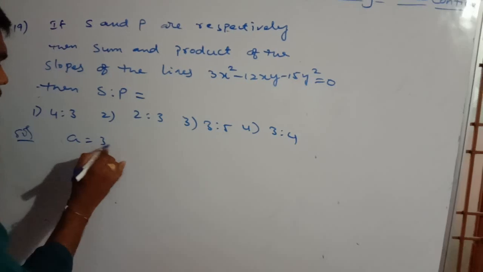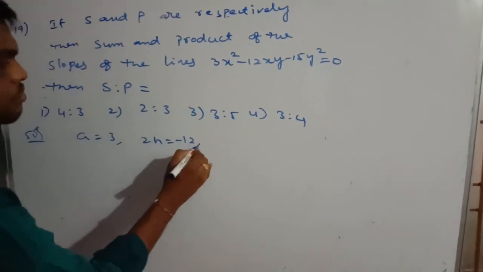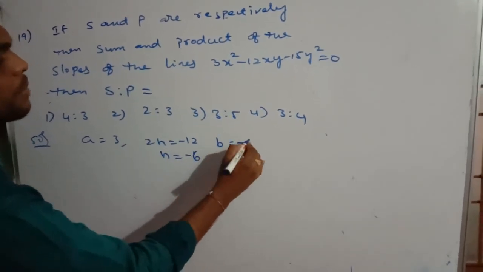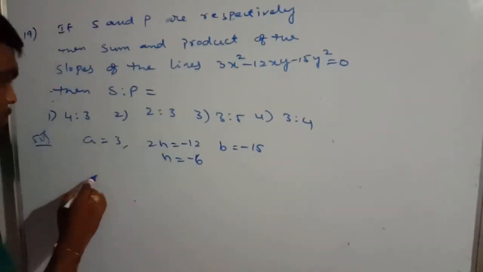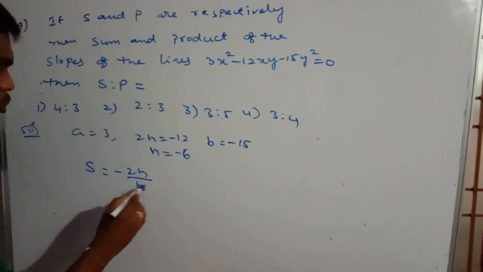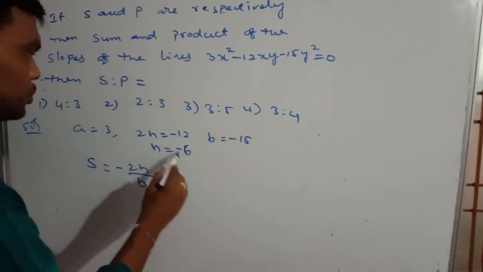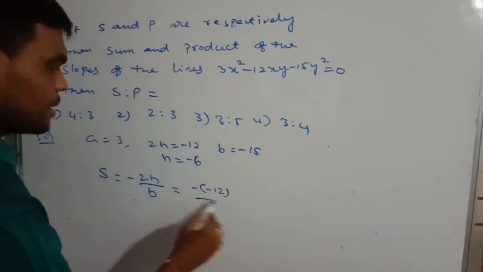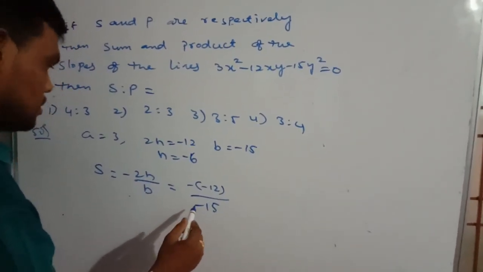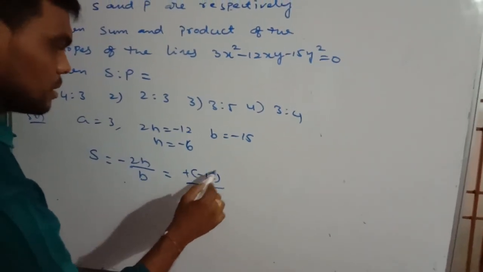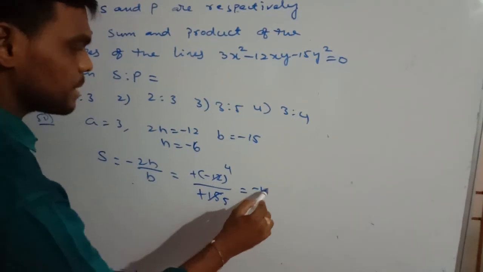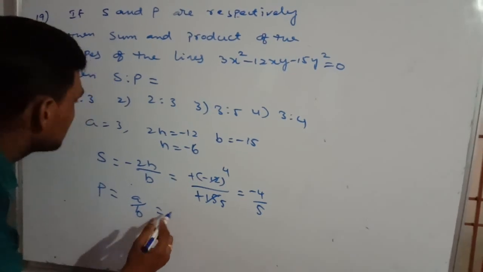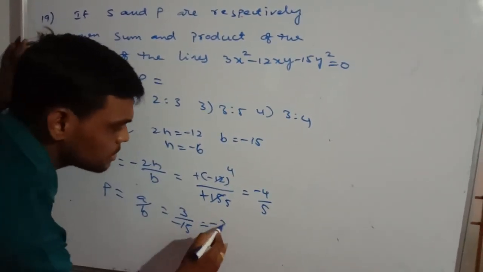Here a is equal to 3, 2h is equal to minus 12, h is equal to minus 6, and b is equal to minus 15. Now the sum of these slopes S is equal to minus 2h by b, that means minus of minus 12 by minus 15, and this is cancelled. 4 3s are 12, 5 3s are 15, and this is minus 4 by 5, and the product of these slopes is equal to a by b. Here 3 by minus 15, and this is minus 3 by 15.